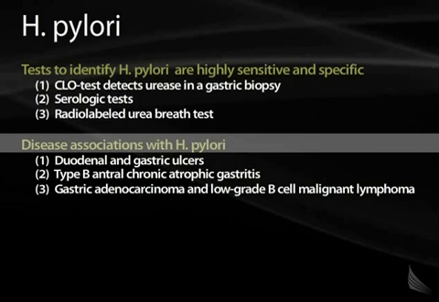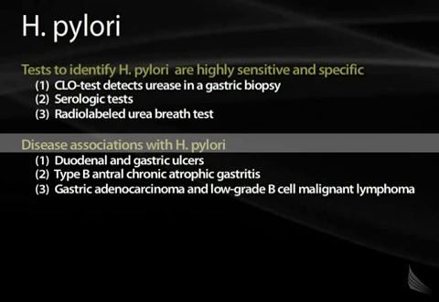Diseases that are associated with H. pylori are duodenal and gastric ulcers, the type B antral chronic atrophic gastritis. This is distinct to type A chronic atrophic gastritis, which affects the body and the fundus. And H. pylori is also associated with gastric adenocarcinoma, but not duodenal carcinoma. And there is an association with long-term infection of H. pylori and low-grade B-cell lymphomas.